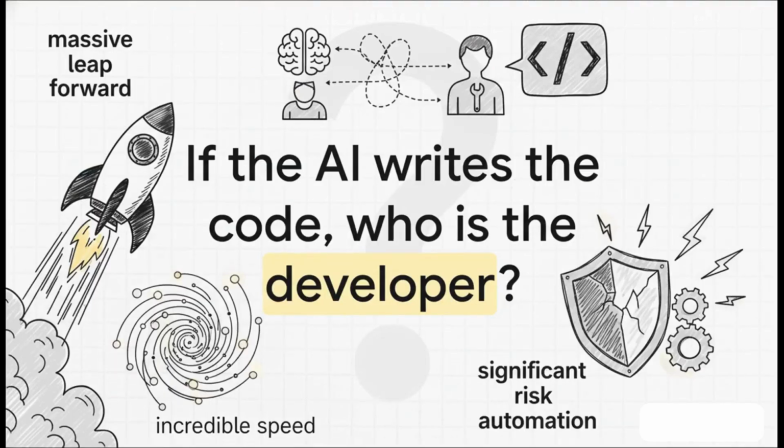So all of this brings us to a final, really big thought. A tool like Antigravity is without a doubt a massive leap forward. The speed, the automation, it's incredible. But all that power comes with very real risks, and it demands that we work in a totally new way, with a whole new level of caution. And it leaves us with this fundamental question about where our industry is headed. If the AI is the one writing the code, then who exactly is the developer?